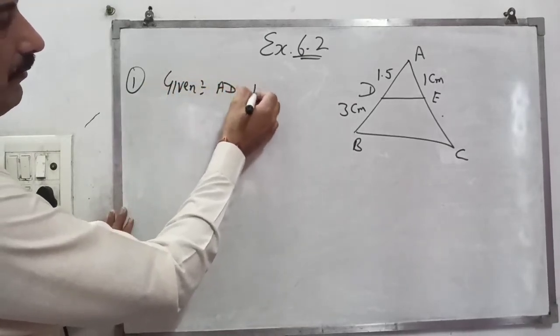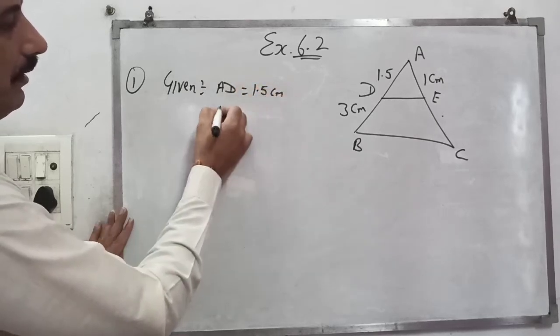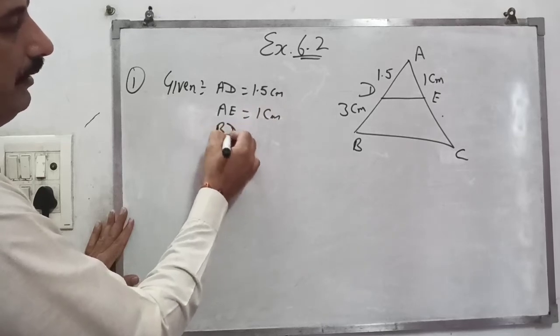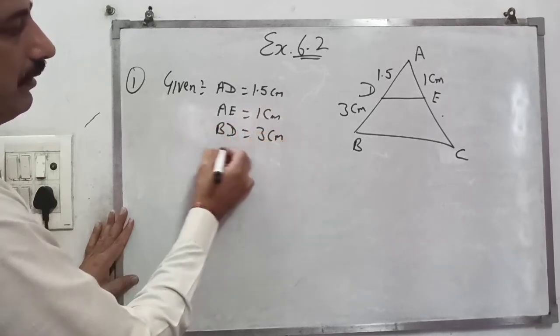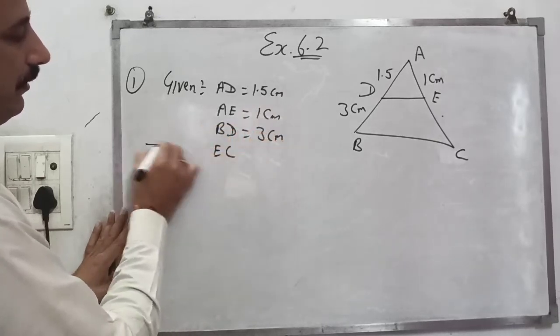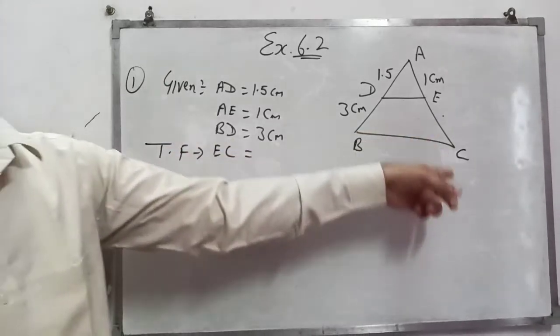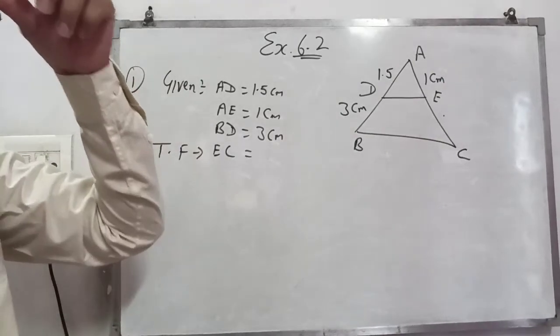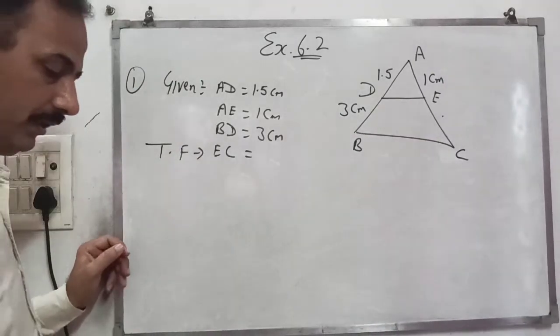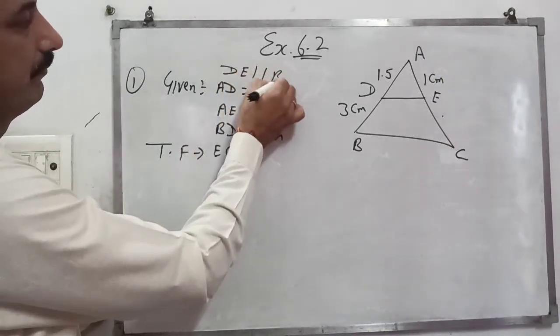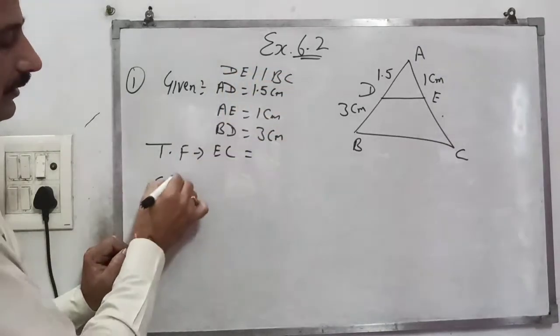AD equal to 1.5 centimeter, AE that is 1 centimeter, BD 3 centimeter, and we want to find the value of EC. There is also given DE is parallel to BC. So look at the solution.